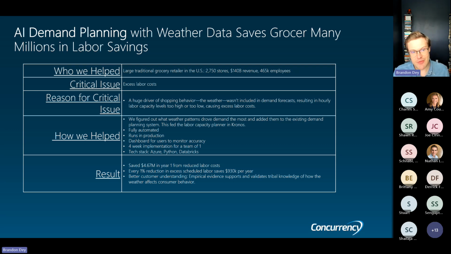So essentially what we did is we figured out the weather patterns that drove demand the most, and then we put them into the system. It's fully automated, ran in production. For every 1 percentage point reduction in excess scheduled labor, saves them over $900,000 a year. Again, because they have almost 3,000 grocery stores, they're a very big customer, and so lots of opportunity to drive economic ROI with very small effect sizes.